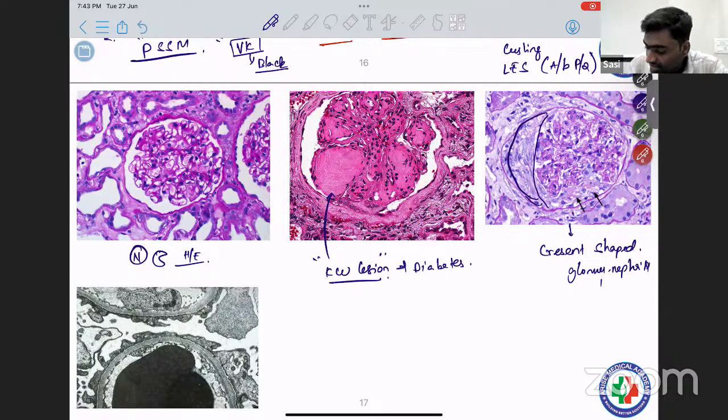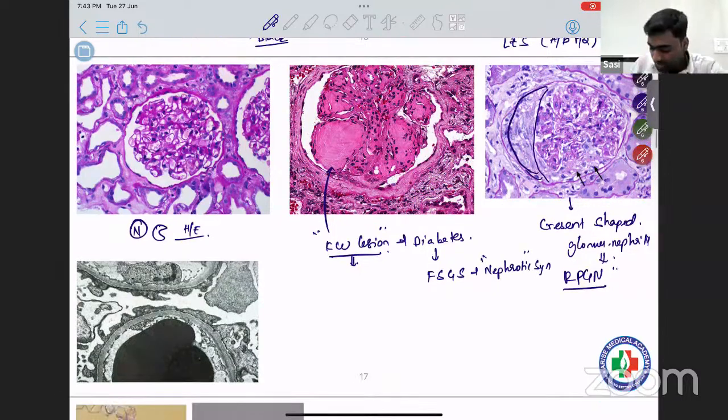It is seen in which condition? What is the name of this nephritis? Yeah, you are getting it correct. They are seen in a case of RPGN. Remember, RPGN is a type of nephritic syndrome. And these KW lesions are in diabetes. The most common thing appreciated there is focal segmental glomerulosclerosis, which is actually leading to nephrotic syndrome.